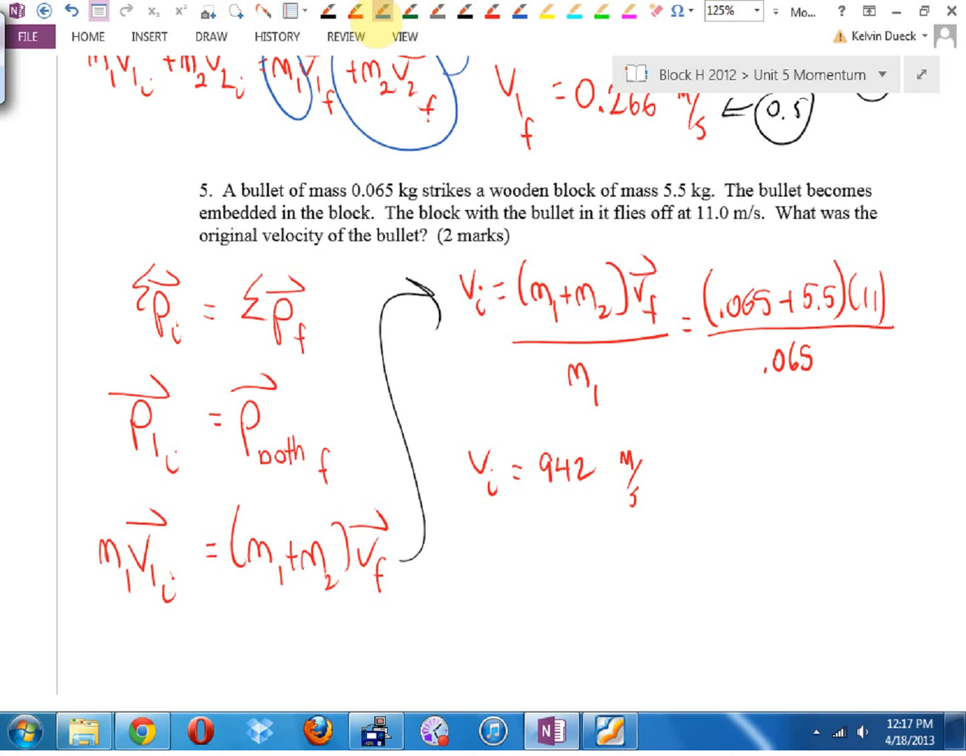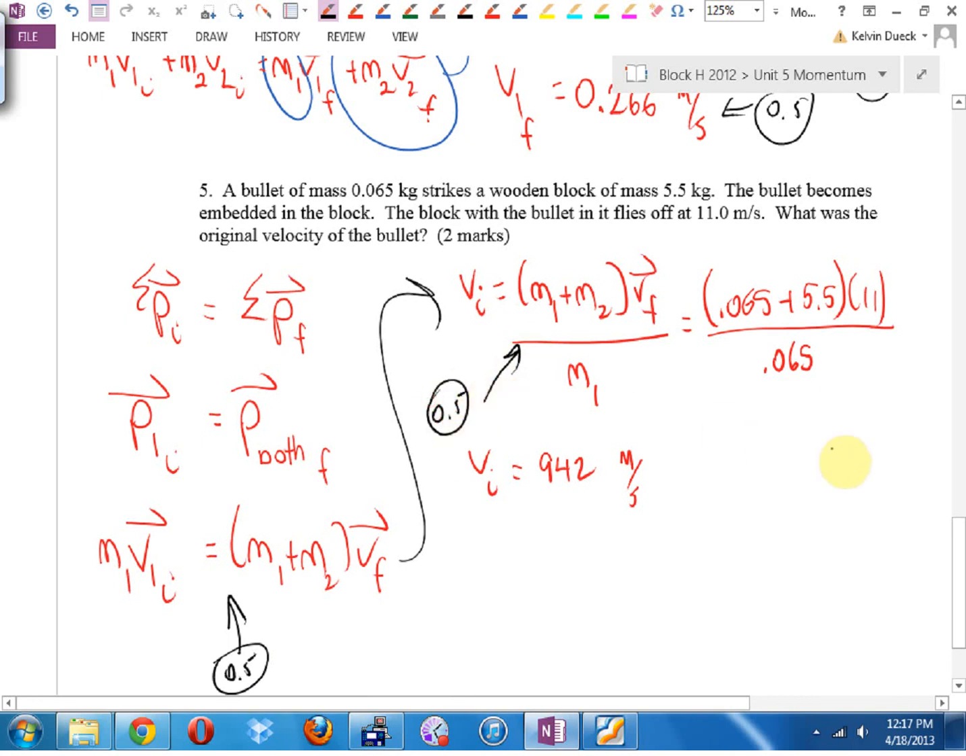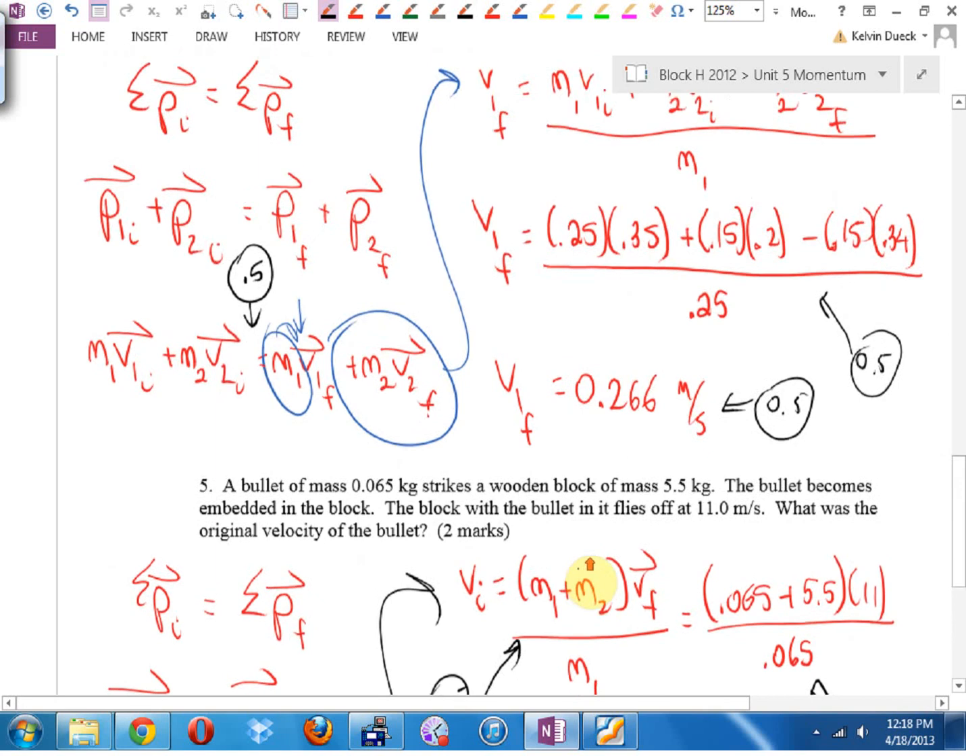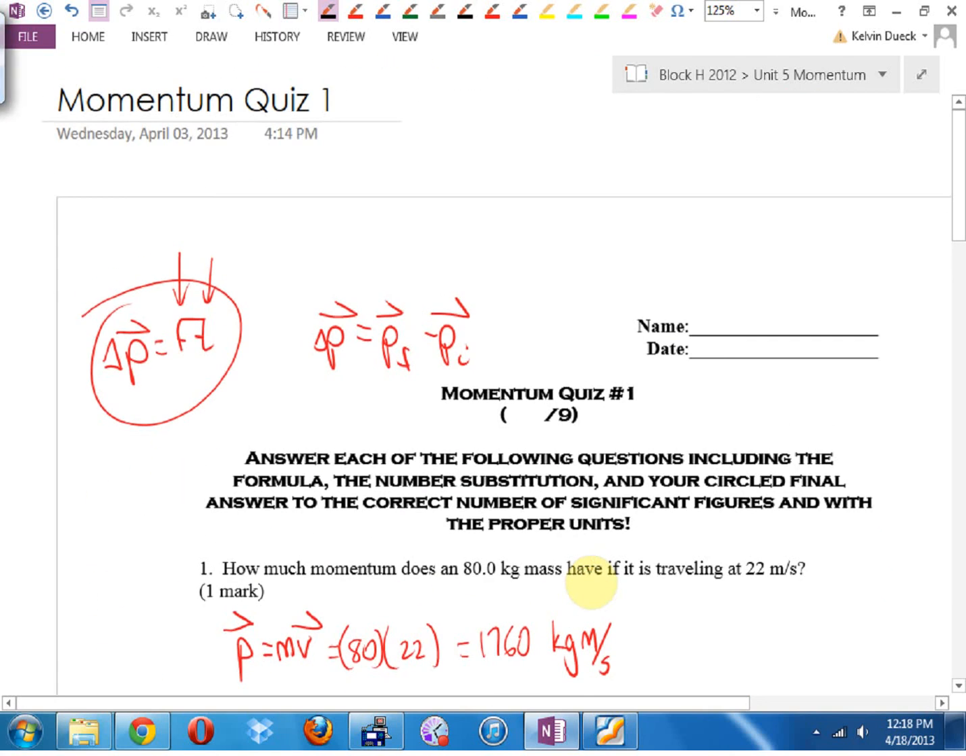Same as before. If you get the right answer, 2 out of 2. Otherwise, I would probably go something like this. I would probably say half mark if I saw that. Half mark for that. And a half mark for the answer. Can you give yourself a lovely score out of, count 'em, 9. 1, 2, 3, 4, 5, 6, 7, 8, 9.